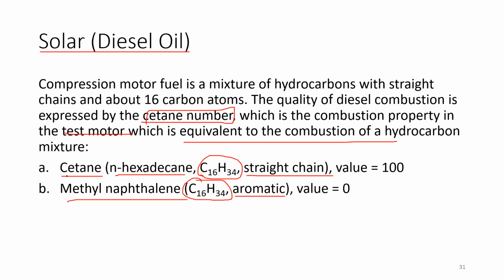So the cetane number is a reference, and the value is 100. Same with the octane number, I-octane is used as a reference with a value of 100, while N-heptane is 0. In here, methyl naphthalene is 0. So if, for example, in here we have a cetane number of 50, it means that it consists of 50% cetane and 50% methyl naphthalene.